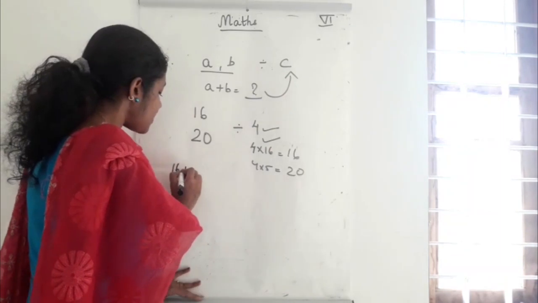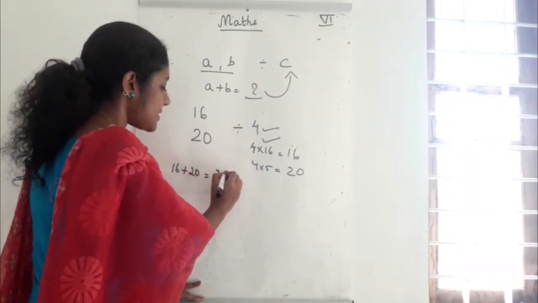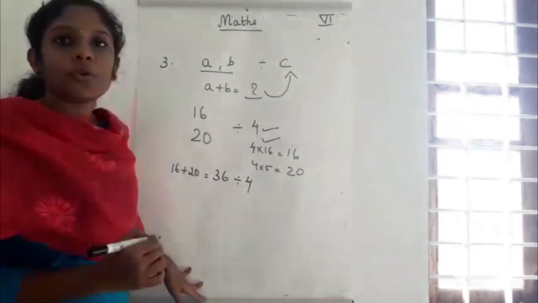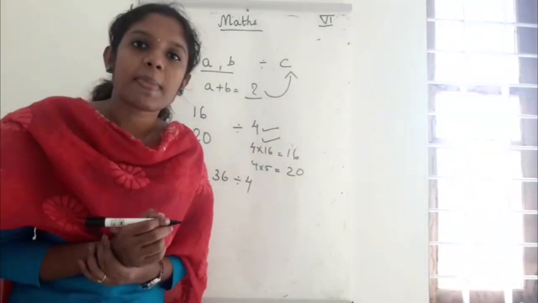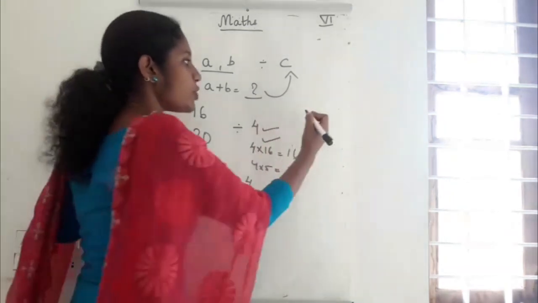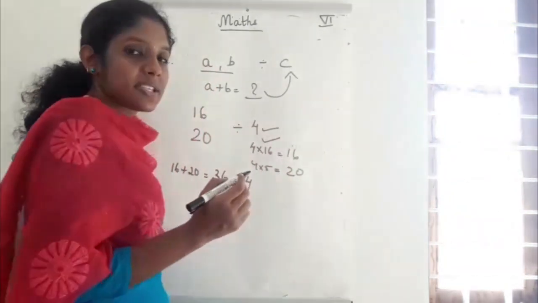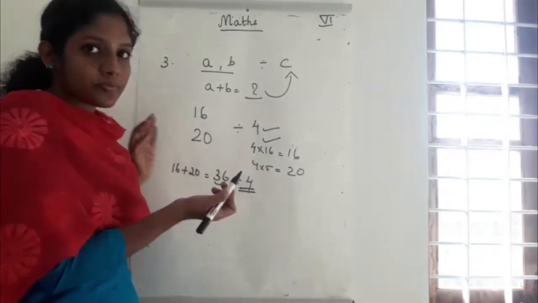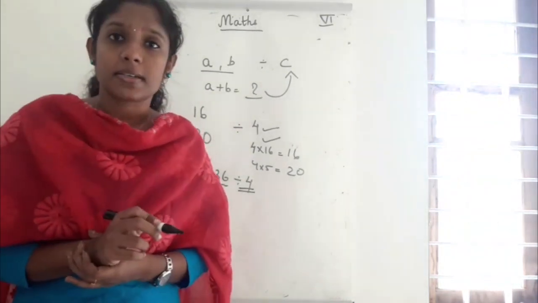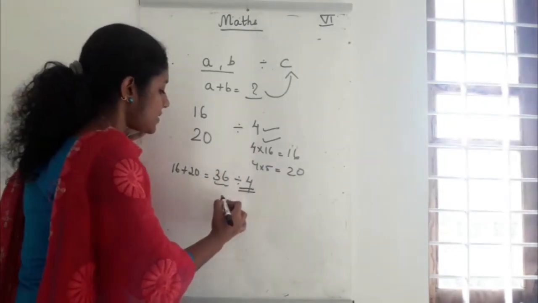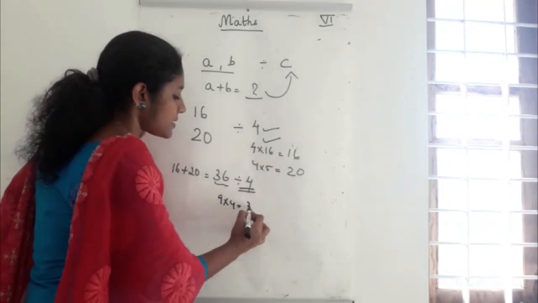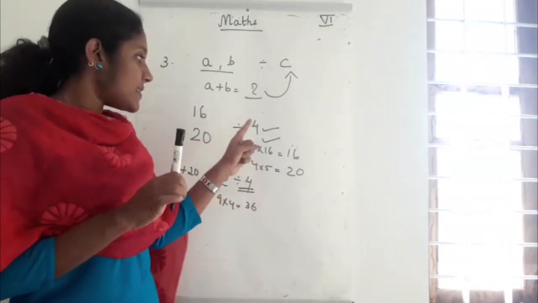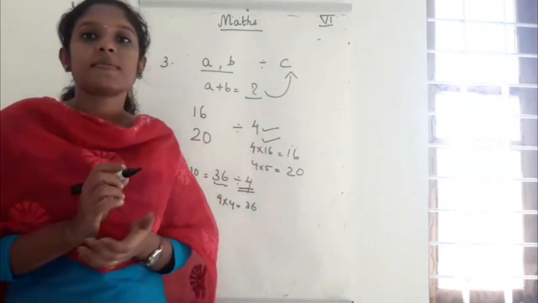What is 16 plus 20? 16 plus 20 is 36, and you have to check whether 36 is divisible by 4. You know that 36 is also divisible by 4. If you have any doubt, you can check. Already you know that 9 4s are 36, so this number is divisible by 4. So what is this test? If two numbers are divisible by a number, then the sum is also divisible by that number.